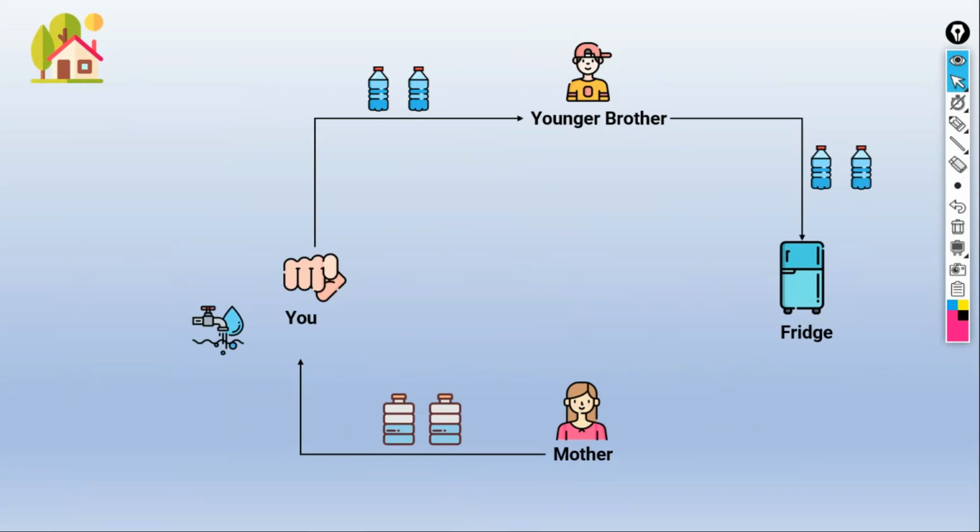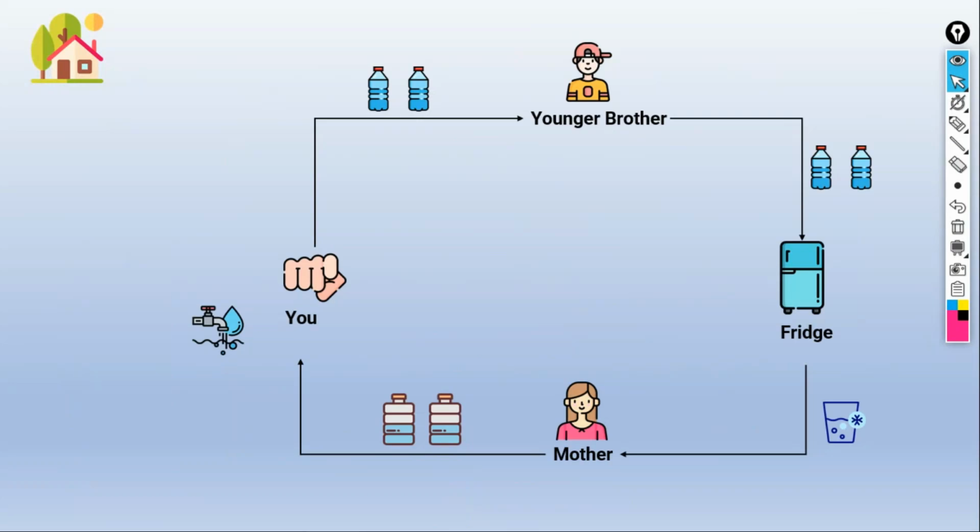Fine. So what he will do, as a younger brother, he has to follow your order. Otherwise, it can be violence. So what he will do, he will fill the water bottle and keep it inside the fridge, from where your mother can have a good cold water.